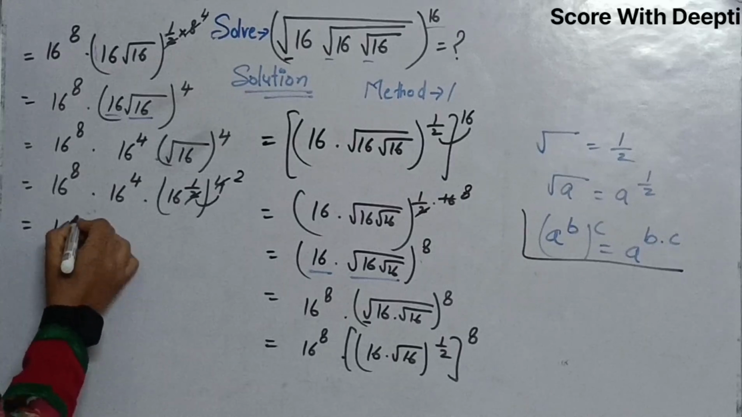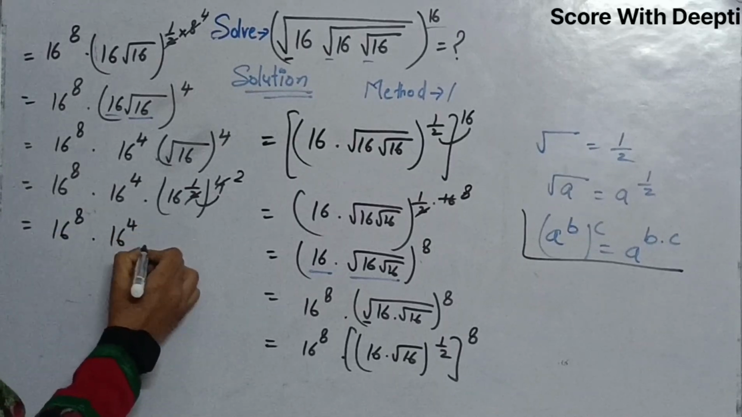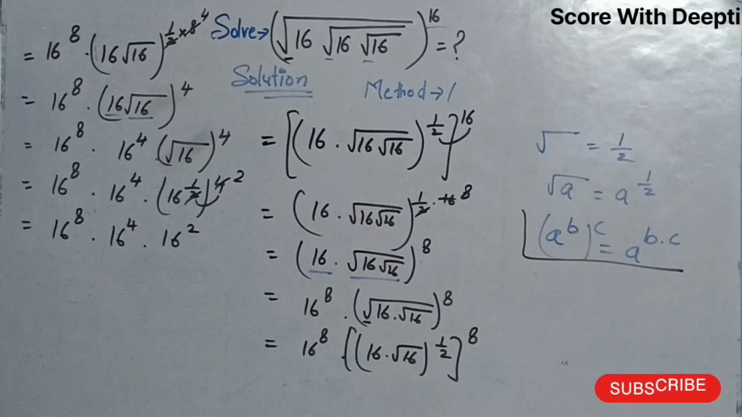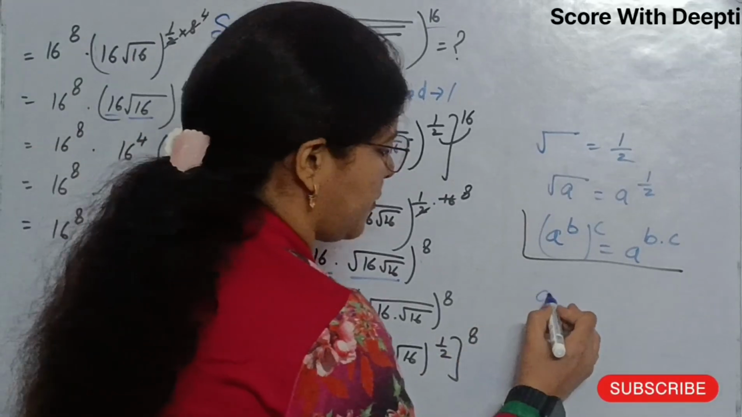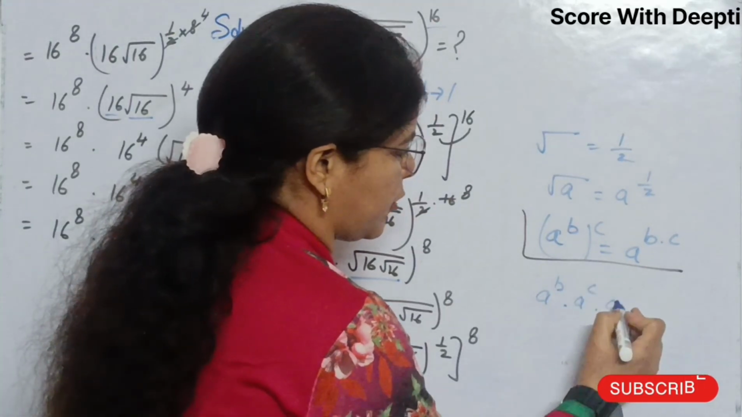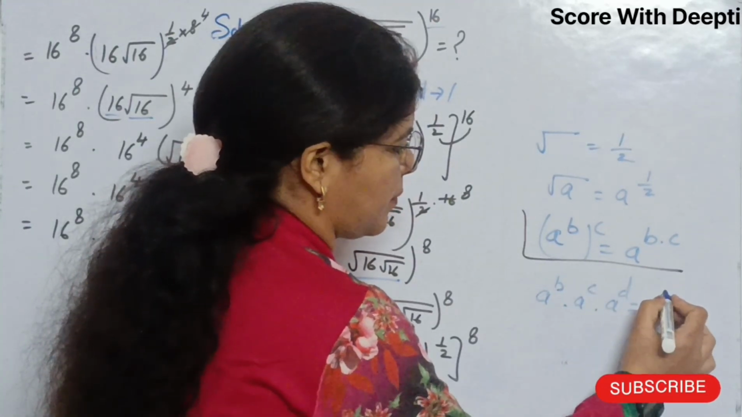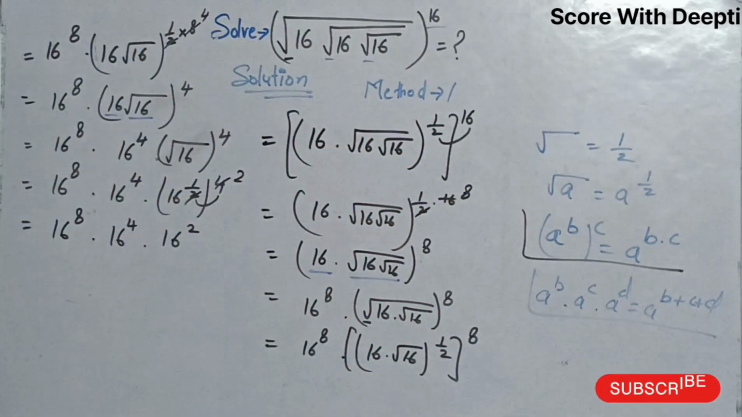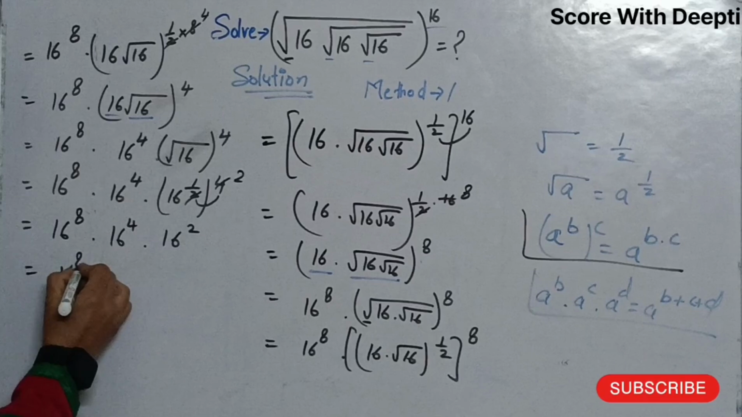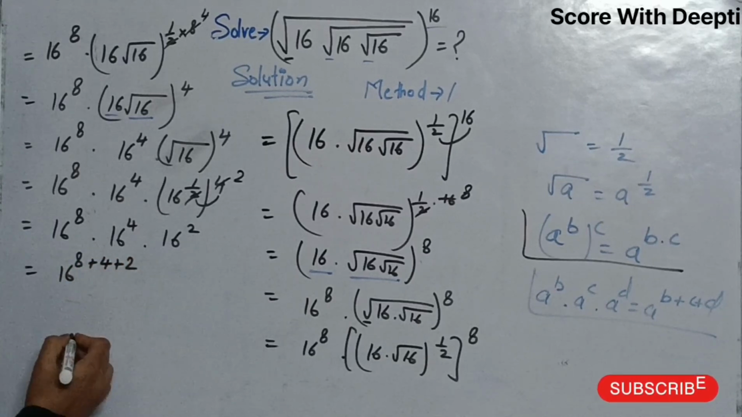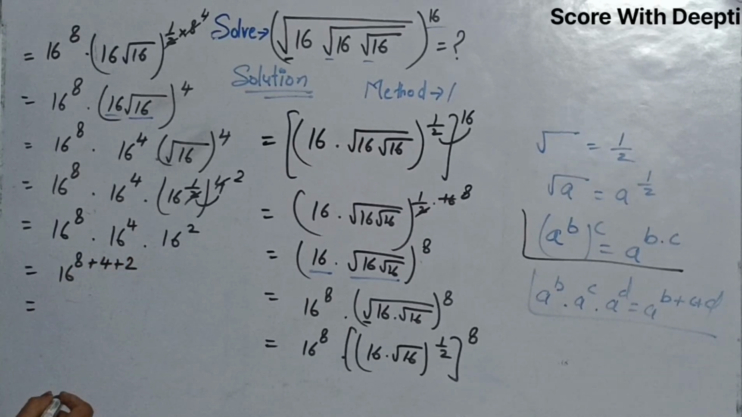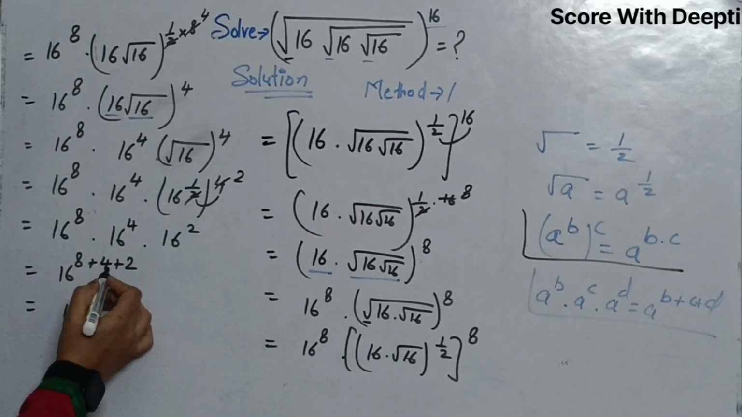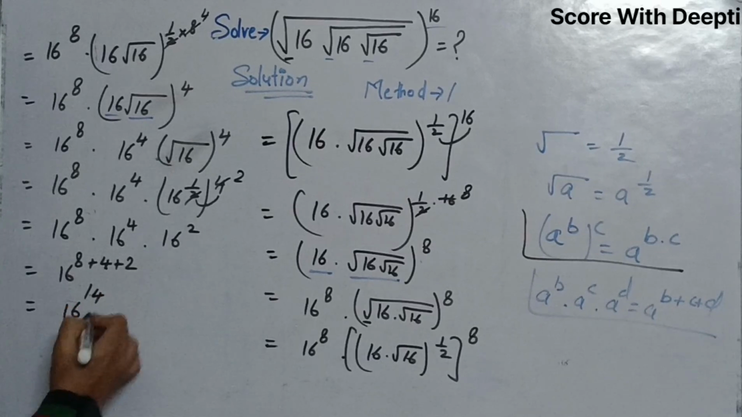Next, we will write 16 to the power 8 into 16 to the power 4 into 16 to the power 2. Next, here we apply an identity. The identity is a to the power b into a to the power c into a to the power d is equal to a to the power b plus c plus d. We apply this identity here and we get 16 to the power 8 plus 4 plus 2. Next, we solve this and get 16 to the power 8 plus 4, 12, 12 plus 2, 14.